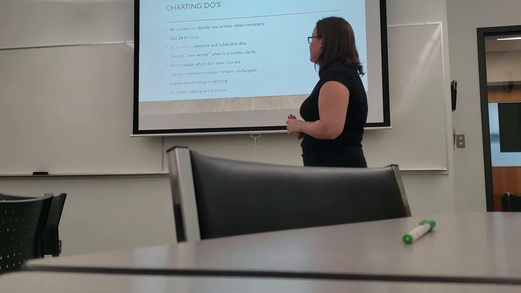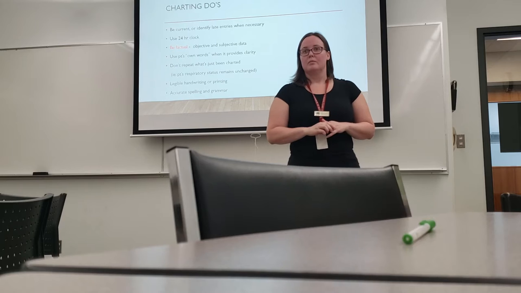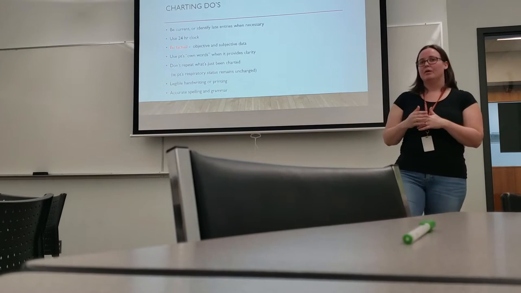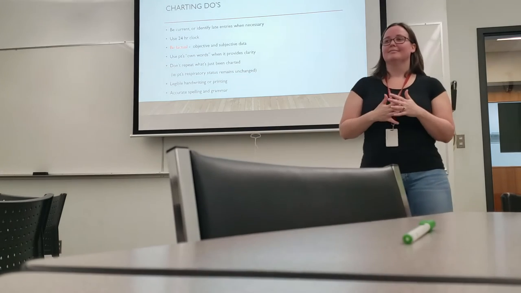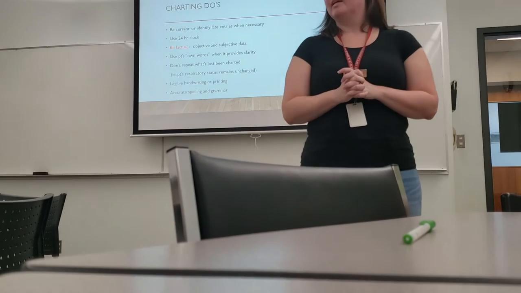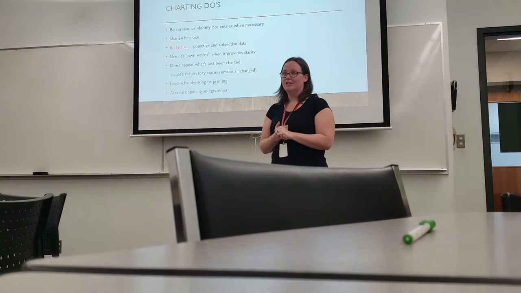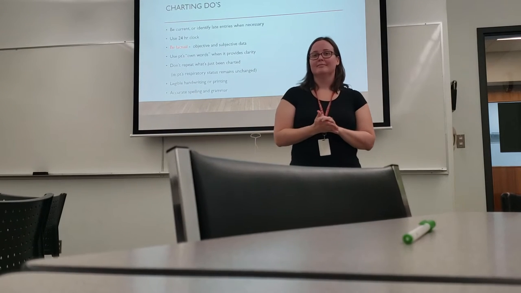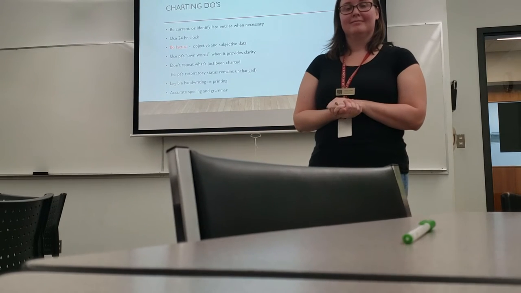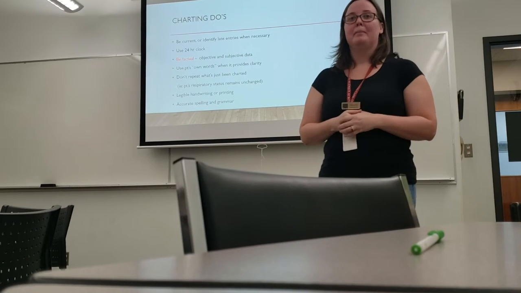Be factual, objective and subjective data. So at this point, we've kind of talked about objective and subjective data. Can someone give me an example of objective data? The patient's blood pressure is 90 over 60. Perfect. Why is that objective? Because it's measurable. Good. How about subjective? 4 out of 10 pain. Why is that subjective? Because there's no way for us to accurately measure it. It's just based off of their opinion. It comes from them. Perfect.